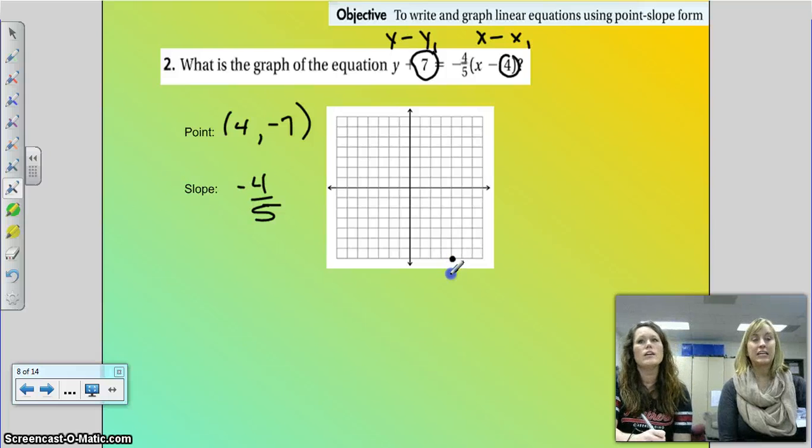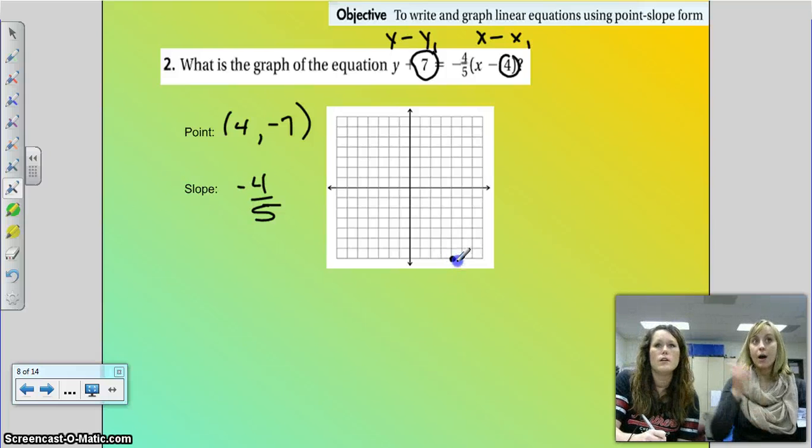Down 4. Oh, I can't, we're going to go off. So reverse it. So go up 4. 1, 2, 3, 4. And then make the 5 negative. 1, 2, 3, 4, 5. It's still showing that negative slant, so we're good.